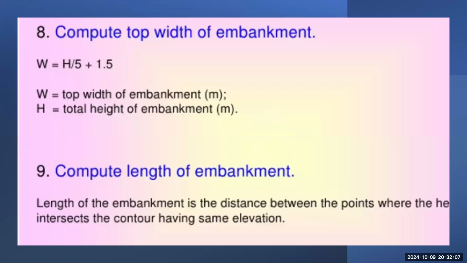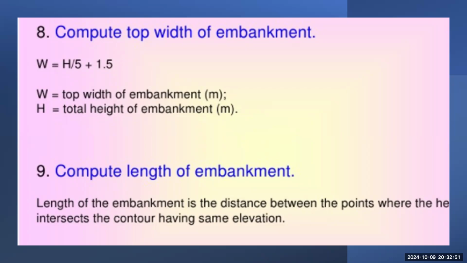Then how to compute the top width of the embankment? The top width of the embankment is calculated with the formula W is equal to H by 5 plus 1.5, where W is the top width of the embankment and H is the total height of the embankment. The total height of the embankment is decided during the planning based on the topo sheet, when we have to finalize the capacity of that particular tank. At that time this total height of the embankment is decided, and with respect to that, the top width is computed.